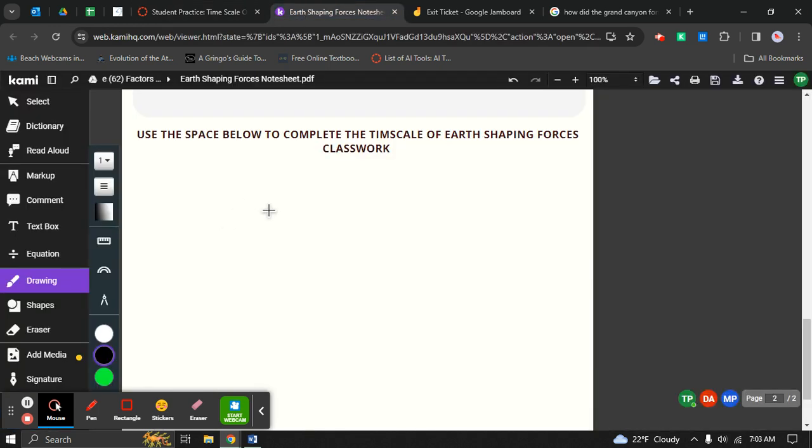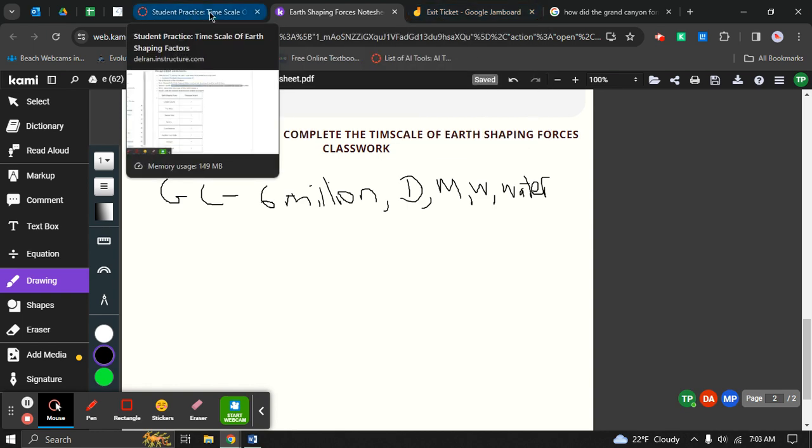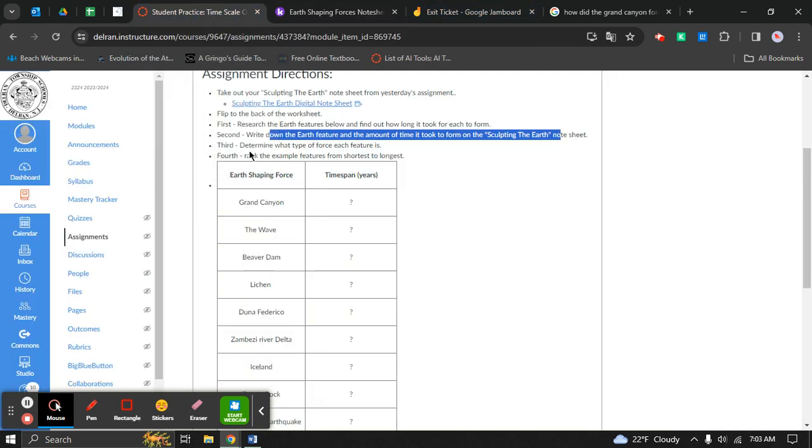Oh, you're going to write it down back here. So you write down Grand Canyon. I'm just going to abbreviate 6 million. Obviously, it's hard to type or write with the mouse. And it's a destructive, mechanical weathering by water. You should write out the words. I'm just abbreviating so that I don't make a mess with this mouse writing. And then it says determine what type of force. We did that. Rank the examples. All right, cool. So we're pretty much done with that one.